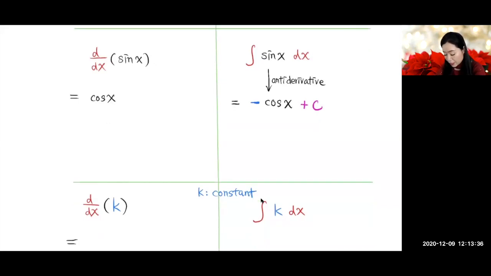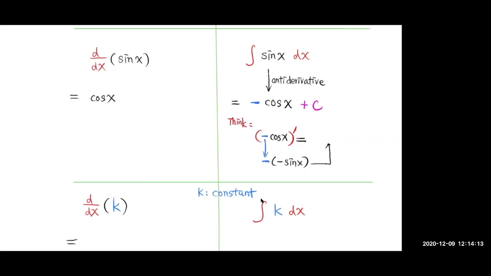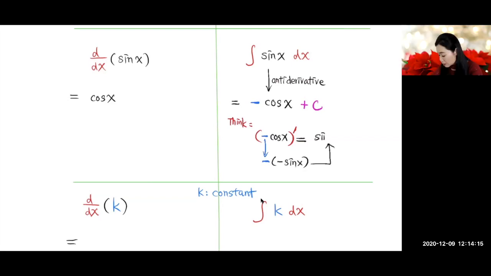So the process over here is, you think: what function, when you differentiate, gives you that? So when you differentiate cosine x and you have this negative sign over here, the derivative of cosine x is negative sine x. So they'll cancel and give you sine x over here.